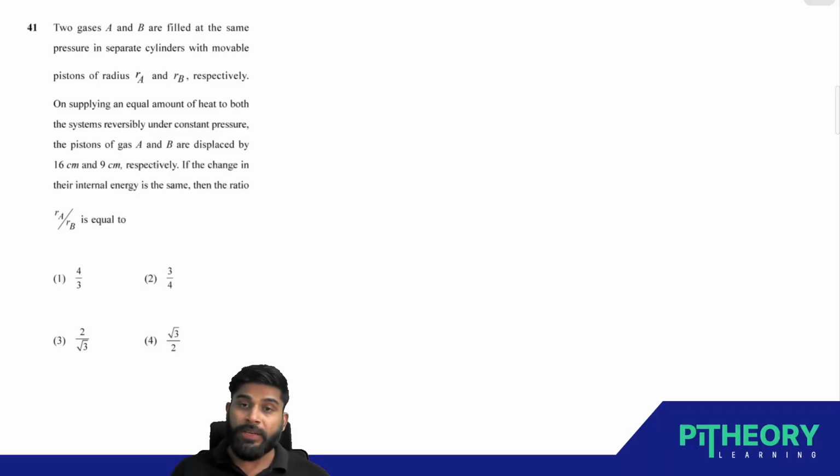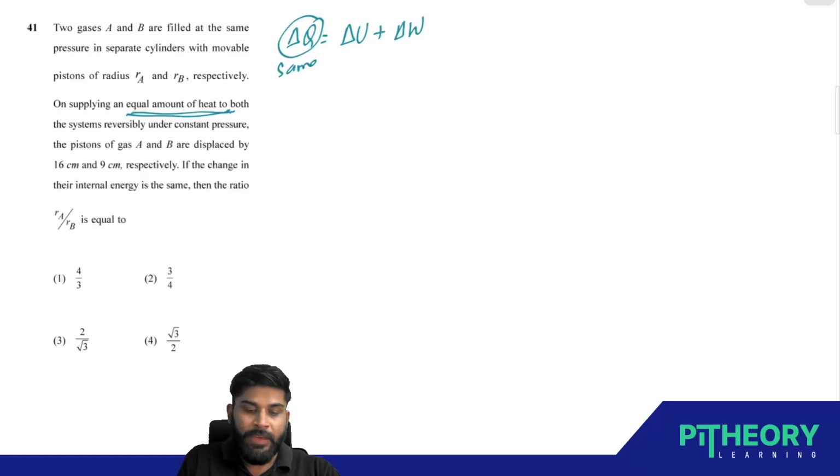Again, this is a straightforward question where we use the first law of thermodynamics. What is the first law? Delta Q is equal to delta U plus delta W. What is given in this case? Equal amount of heat is given to both the systems, so delta Q is the same. And the change in internal energy is the same, so delta U is also the same.